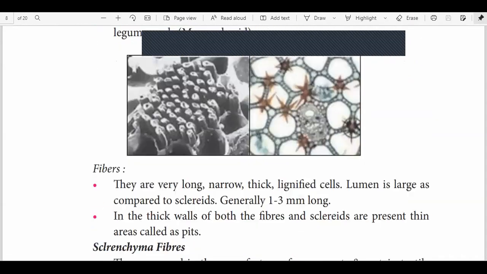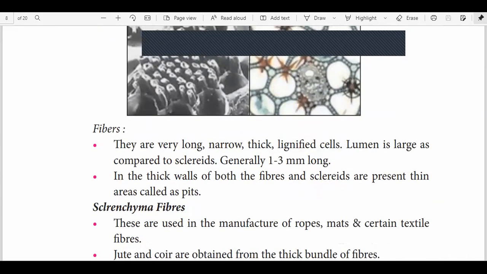Now we are talking about the fibers. The fibers are very long, narrow, thick lignified cells. Like you have seen in the husk of the coconut, the hairs that come out of it are the fibers, and they are also made up of dead cells. The lumen is large in comparison to the sclereid, and they are generally 1.1 to 1.3 mm long. This is an example you can see here in the picture. These are the fiber cells.